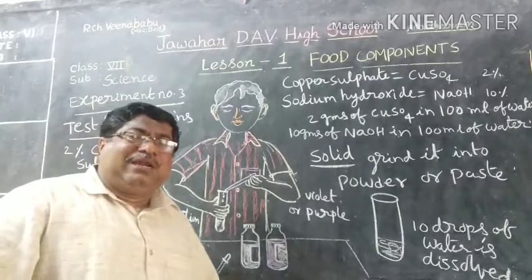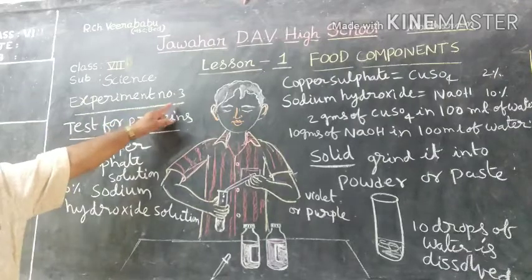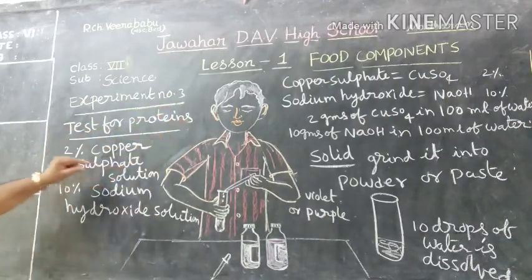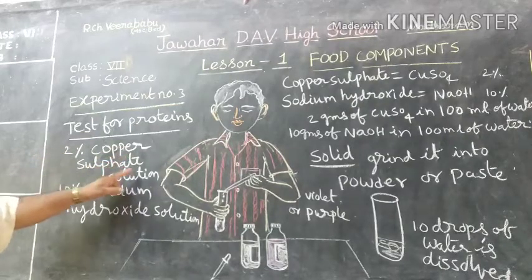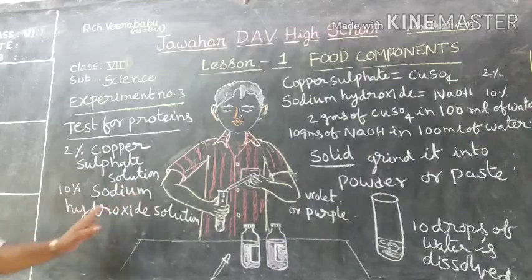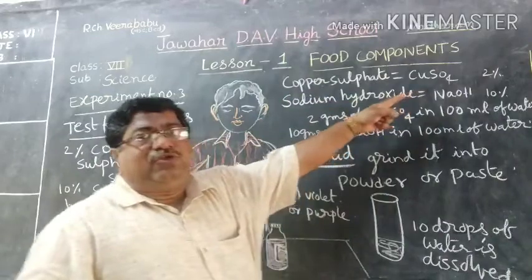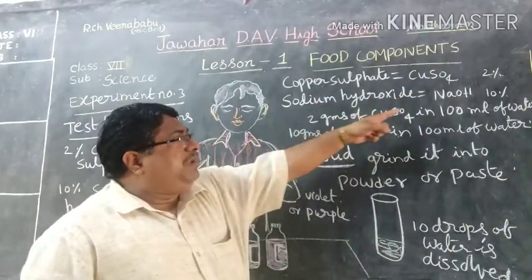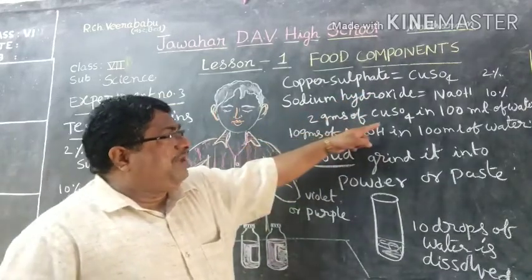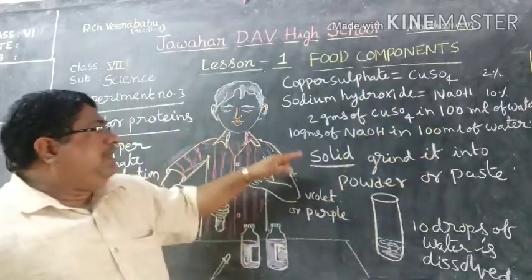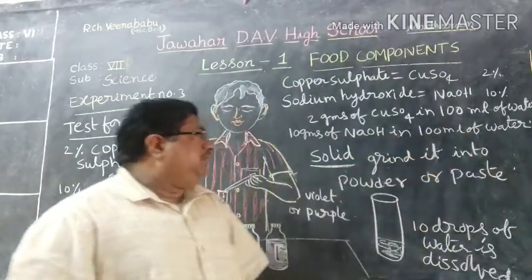So once more you listen, children. So first of all, what we have to do? This is the experiment number 3. Test for proteins. First of all, we have to prepare 2% of copper sulfate solution and 10% of sodium hydroxide solution. Now you know the copper sulfate formula is CuSO4, sodium hydroxide formula is NaOH. Now 2% means 2 grams of copper sulfate is dissolved in 100 ml of water, 10 grams of NaOH is dissolved in 100 ml of water.